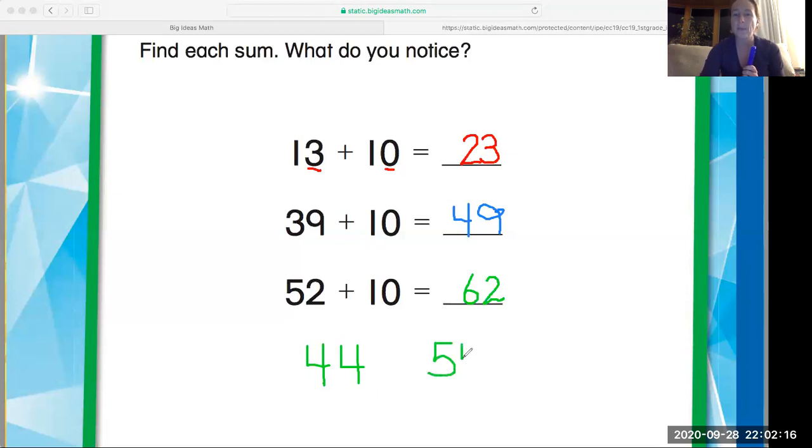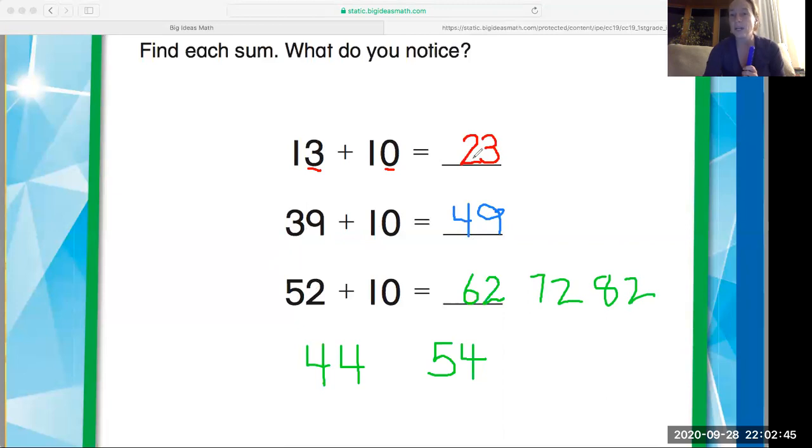So, just like we count 10, 20, 30, 40, 50, 60, 70, we can do that with these numbers as well. 39, 49, 59, 69, 52, 62, 72. What would come next if I was adding another 10? 82, right? 62, 72, 82.